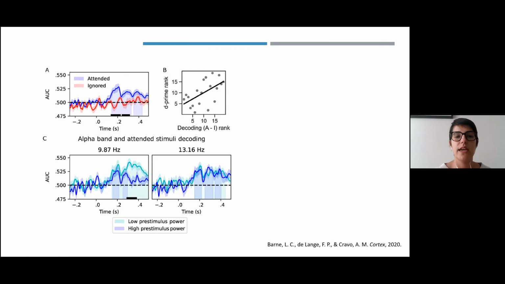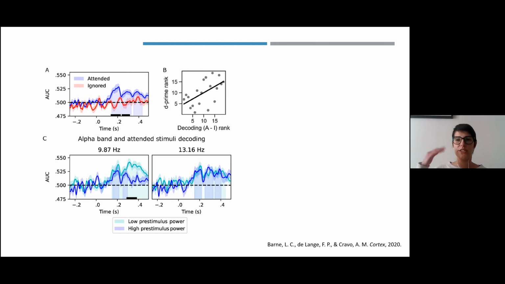And what does it mean in the end? So we don't see the same thing for 13 Hertz. So we see that our prestimulus alpha power is changing the sensory processing, and is changing how well the stimulus is represented in the signal. But it's not in a time window that we expected.